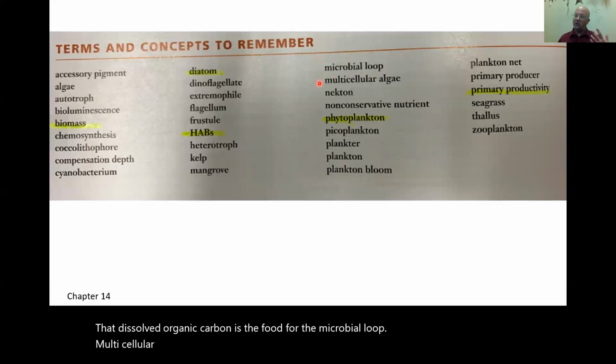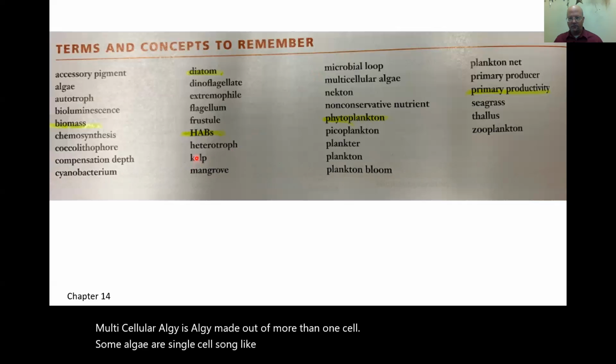Multicellular algae is algae made out of more than one cell. Some algae are single cell. Some, like kelp, are multicellular. Right? That's all it is. So kelp would be a multicellular algae.